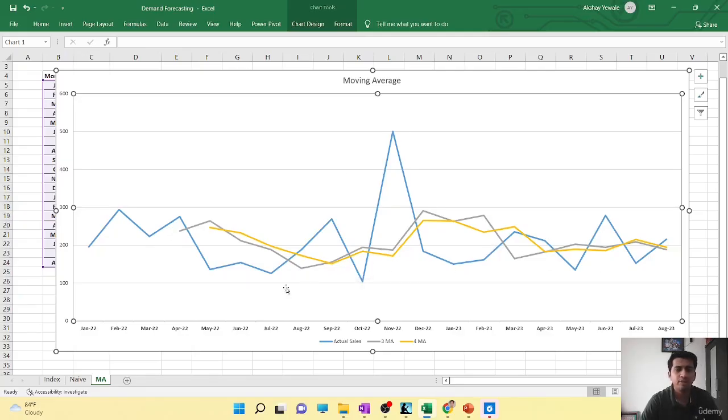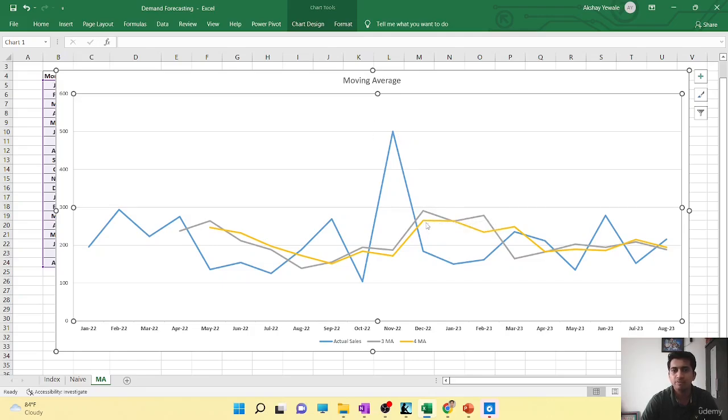So the more you average out, the more lag you see in your projection. But another benefit is that it smooths out the random variation in the data also. Like if you see the 3 months moving average has almost captured, or it's captured more of this outlier compared to the 4 month moving average.